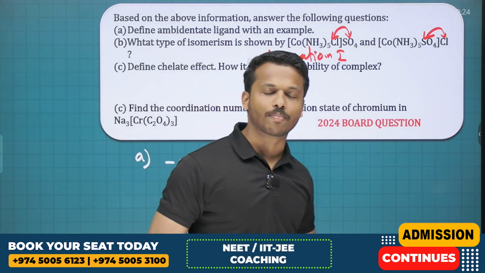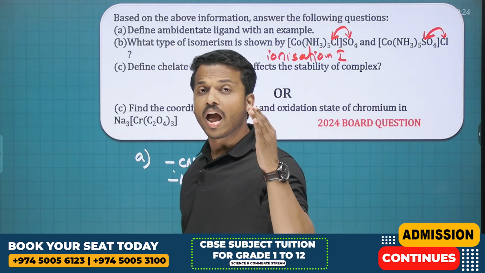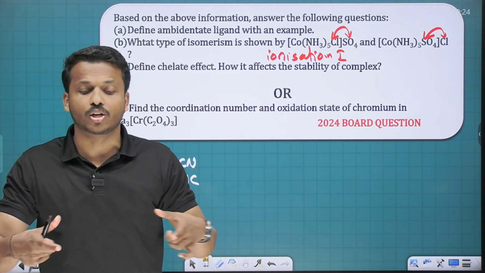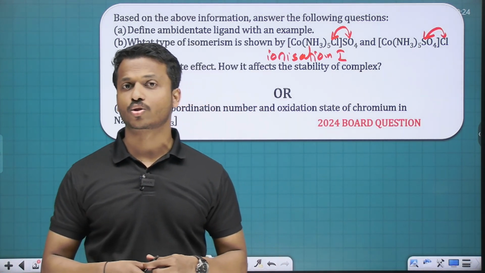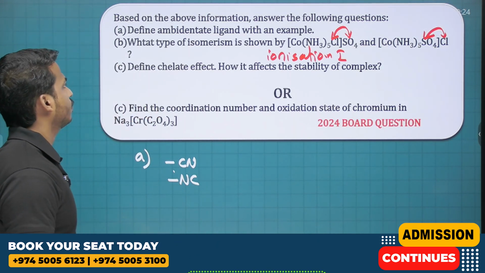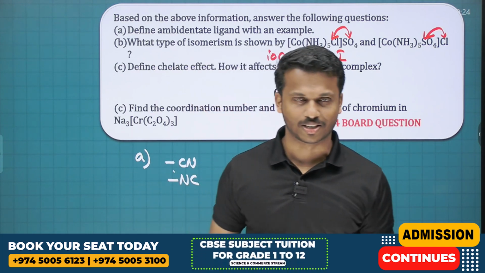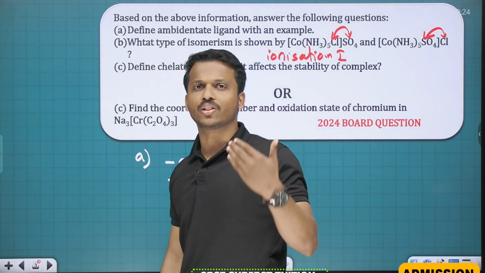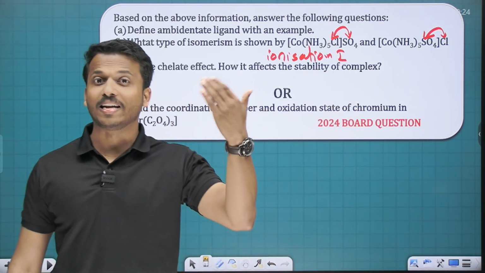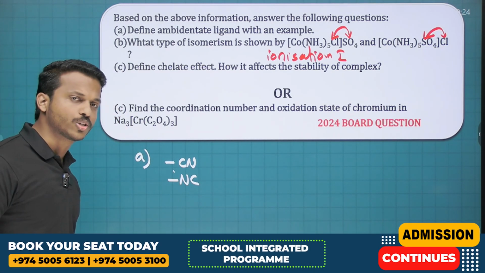And define chelate effect. What is a chelating ligand? Chelating ligands are bidentate or polydentate ligands that have the ability to form ring structures, ring compounds, with the metal, and this effect is called chelation. And how does it affect the stability of the complex? Yes, it increases. If there is a chelating ligand in the complex, its stability increases, right? Ring compounds are more stable.